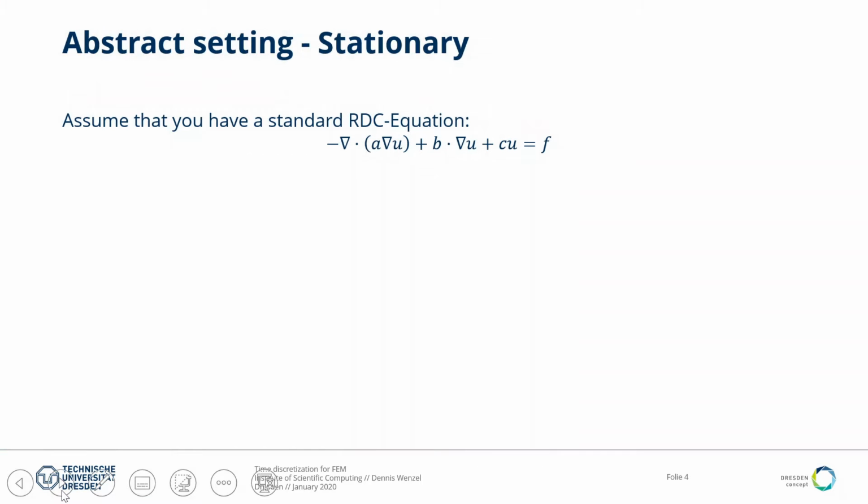So let's first do some abstraction. In our stationary case, we had this standard reaction, diffusion, convection equation that you see here. This was kind of the last step we did when assembling our linear system. We had a second order term here, then we had a first order term that was transporting stuff, and then we had a reaction term, and of course on the right hand side this F.